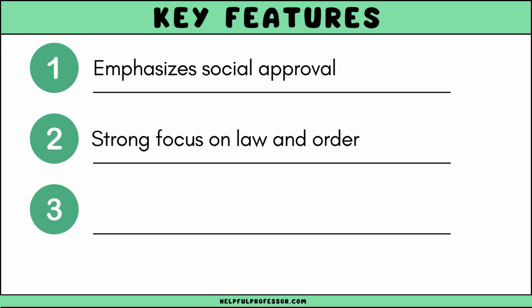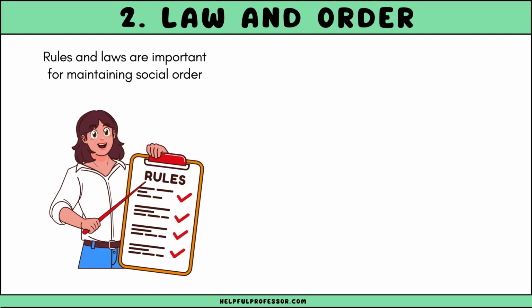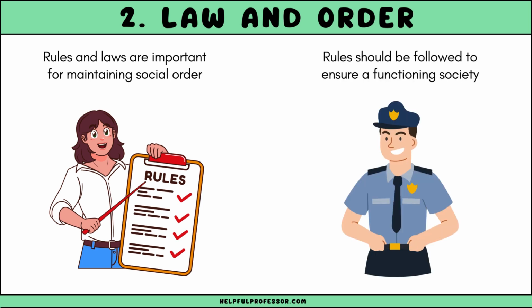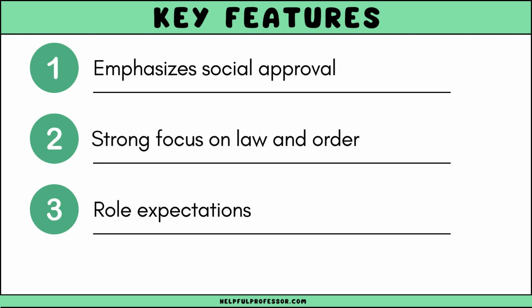Second, there is a strong focus on law and order. People at this level believe that rules and laws are important for maintaining social order and should be followed to ensure a functioning society. Third, role expectations are significant.